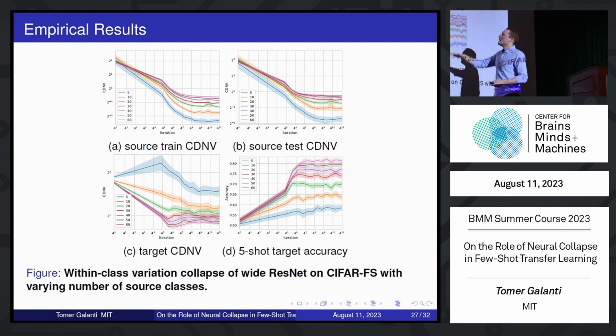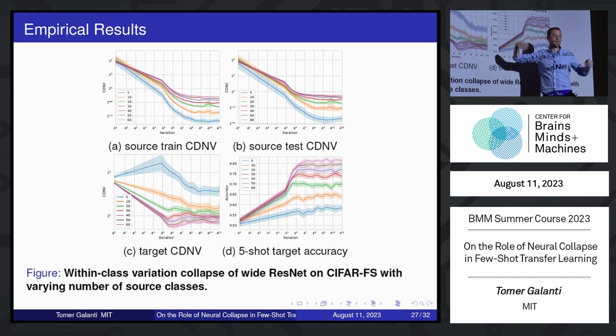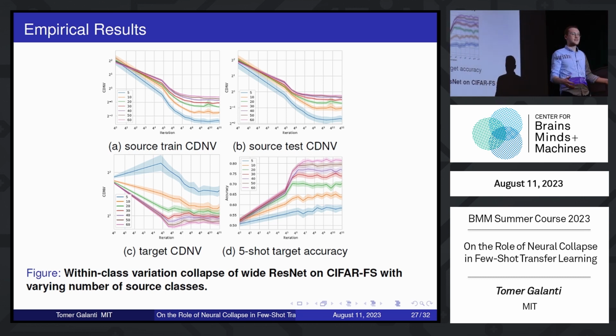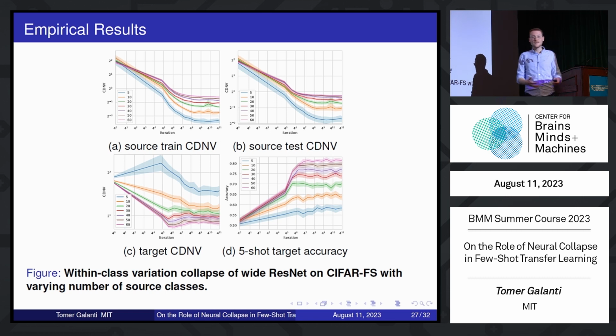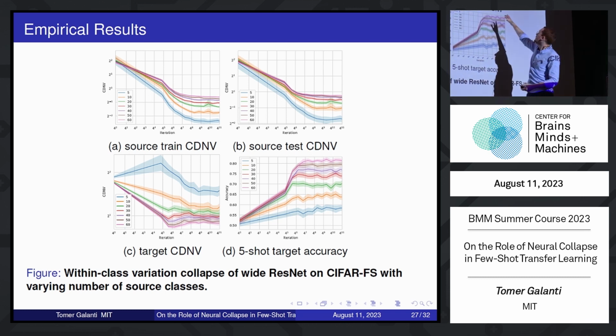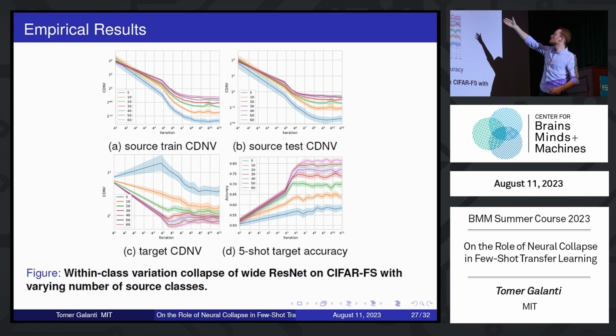Okay, so if we train with more source classes, then the degree of neural collapse on the source data is going to be worse, which makes sense because we added more classes, the task became more complicated. There are more classes, the task is more complex. The degree of generalization to new unseen samples is quite good. Like they are very similar.